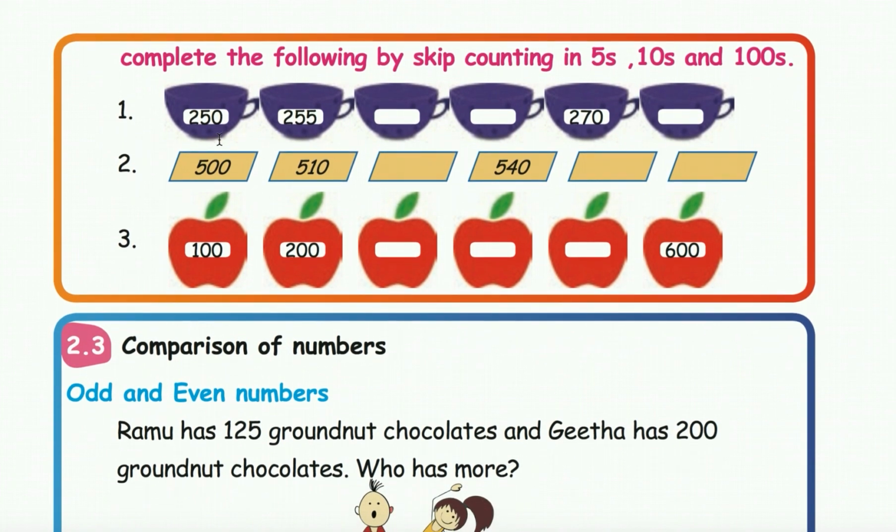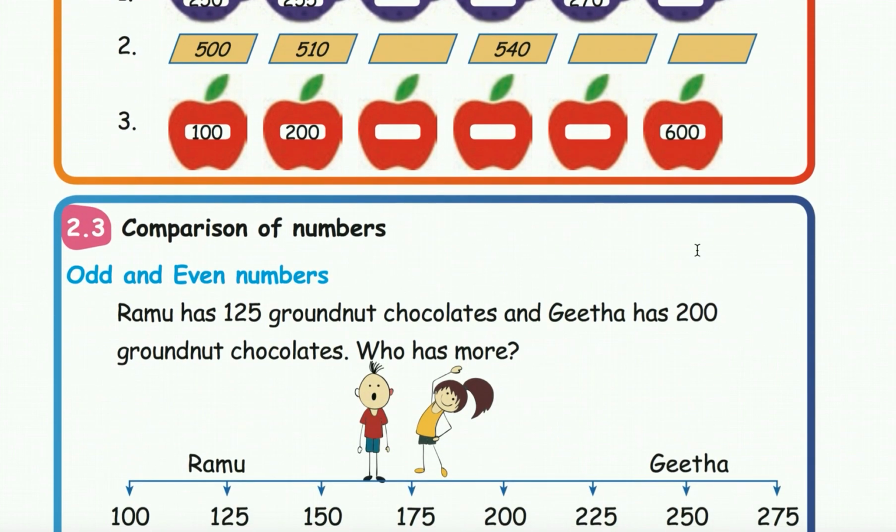Complete the following by skip counting in 5s, 10s and 100s. 250, 255, plus 5, 260, 265, 270, 275. This one 500, 510, 520, 540, 560, 580. This one 100, 200, 300, 400, 500, 600.